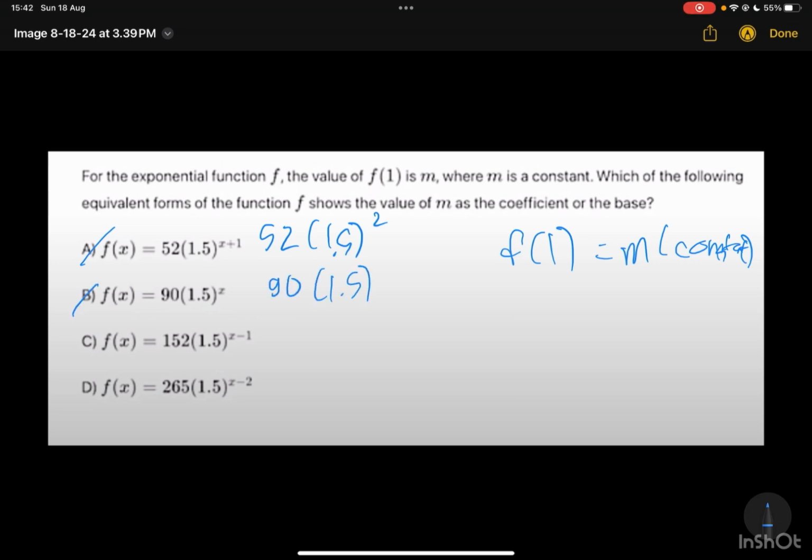So for C, we put 1 here, we're going to have 152 times 1.5 to the power of 1 minus 1, which equals 0. It's going to be 1, so it's going to be 152. So that's going to be the correct answer. For D, 256 times 1.5 to the power of 1 minus 2 is going to be -1. So that's not also a constant. So D is also incorrect. So the final answer is C.